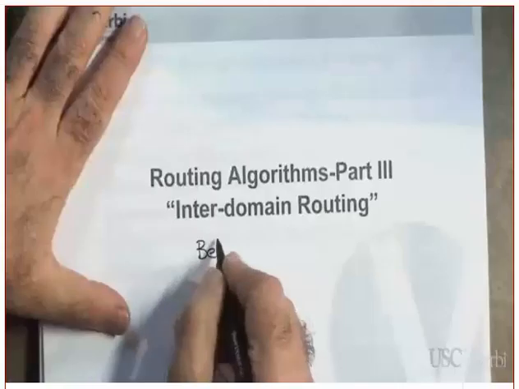BGP is a reliable protocol. It runs over what? It runs over TCP, which means you use a TCP connection between exterior border gateways to communicate that information about BGP. So BGP is a reliable protocol that runs over TCP. Port number what? 179.